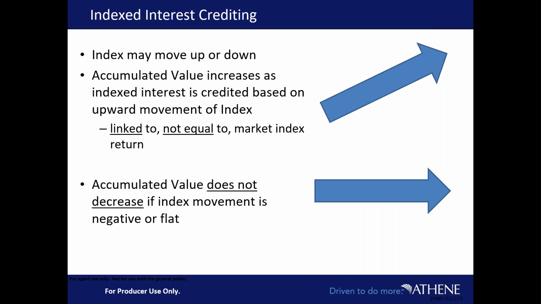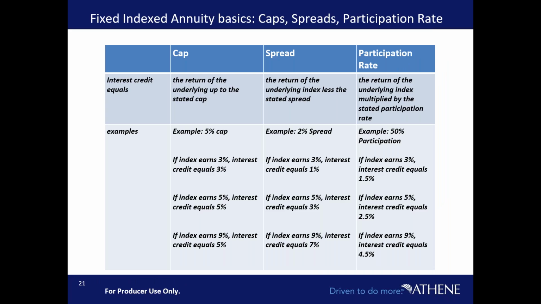If your clients were in a variable product and the market went down, they're going to lose money. Here in a fixed index annuity, as we track that index, if the index decreases, we're going to cap those clients at a 0% return, and there won't be any losses for them. That is one of the great things about a fixed indexed annuity. So again, let's talk a little bit about fixed indexed annuity basics, and this is going to be how we credit fixed index annuities: caps, spreads, participation rates. We'll go over all of that.